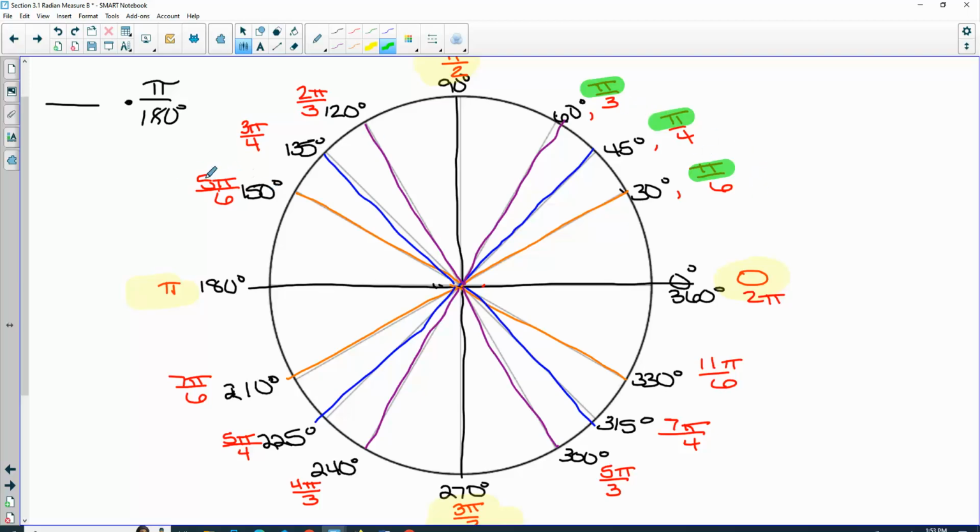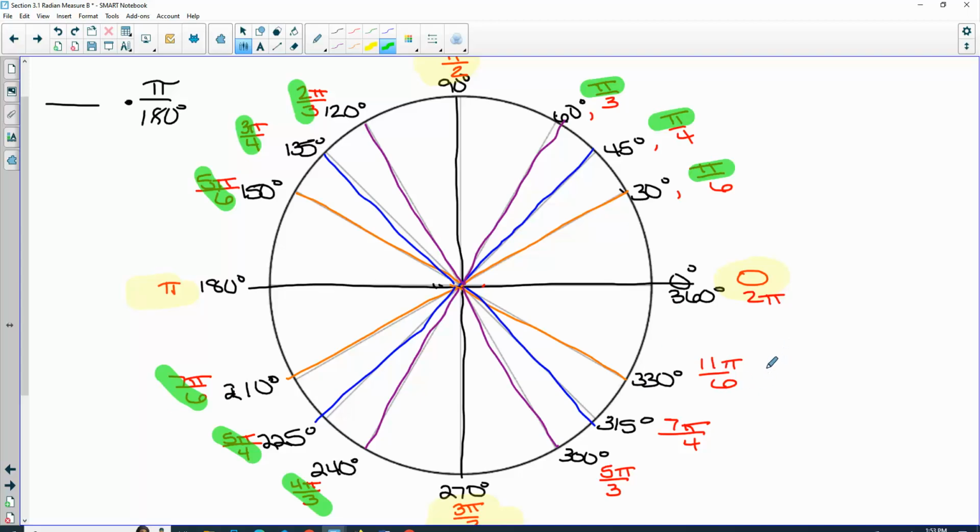In the second quadrant, what's the relationship between the numerator and denominator? The top is 1 less. Because if you think about your reference angle, we did 180 minus 30. So it's like pi minus pi over 6. So the top is 1 smaller than the bottom. What's the relationship in the third quadrant? 1 more, because it's like pi plus that.